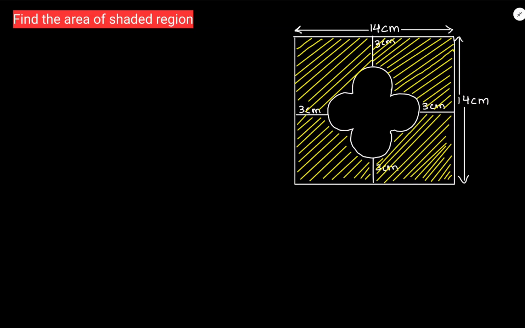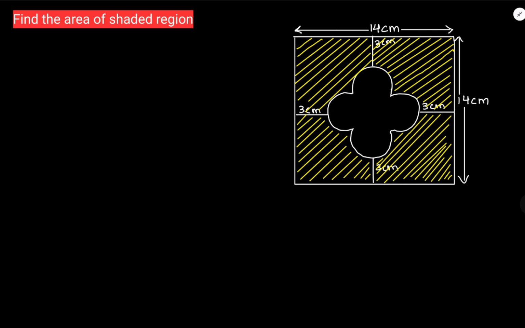Hello beautiful people. In this video we have a question where we need to find the area of this shaded region, all of this portion. That means we have a square, and we need to subtract this flower from the square to get the area of this region. Okay, so how will we proceed?